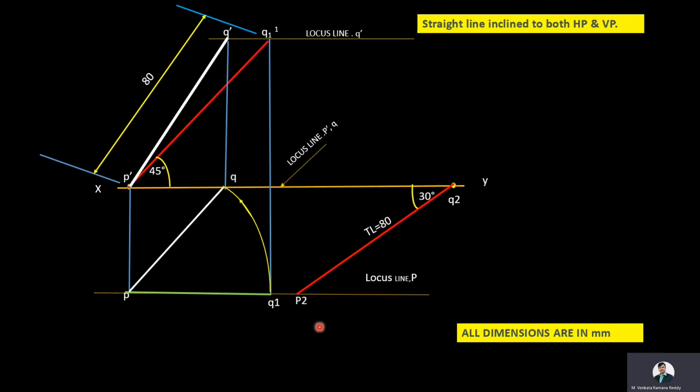Now we'll see the pencil usage. Here, the final projection of the line in front view, say P dash Q dash, and the final projection of the line in top view, say PQ, should be darker than the true length of the line in front view, say P dash Q1 dash, the true length of the line in top view, say P2 Q2, and the apparent length of the line in top view, PQ1. That's about the solution for the given problem.